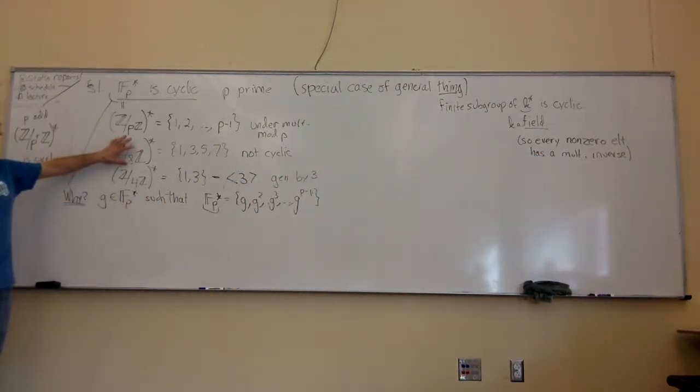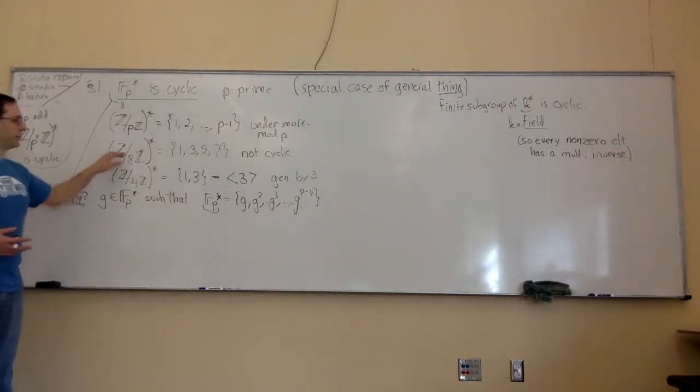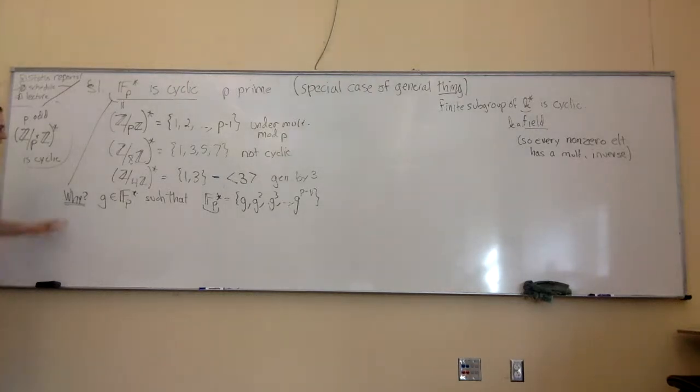It's not the case for Z mod 8Z. There are non-zero elements in here that don't have a multiplicative inverse. Can anybody think of a number mod 8 that isn't 0 and does not have a multiplicative inverse? 2. Yeah. There's no number that you can multiply 2 by, modulo 8, that gives you 1. So Z mod 8Z is a ring, but not a field. Okay, so now, just reminding you of that, let's see why this is true. First I'll prove a proposition.